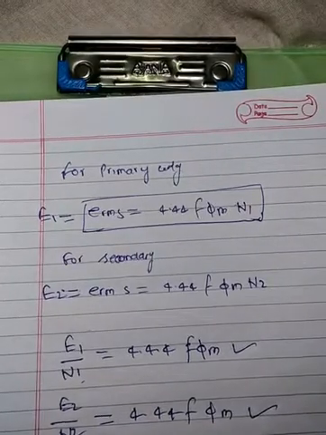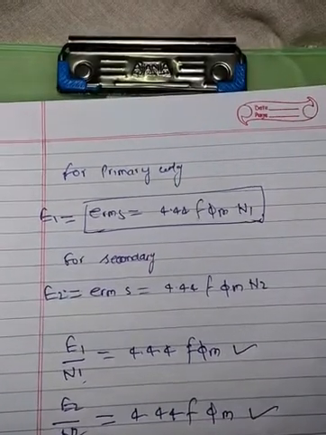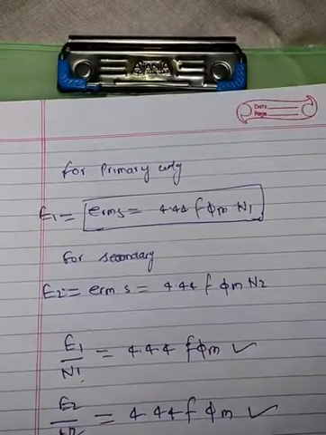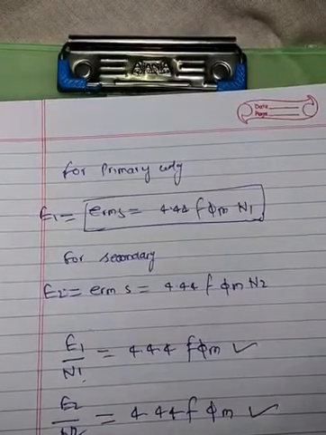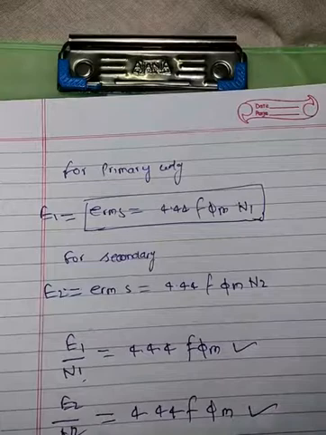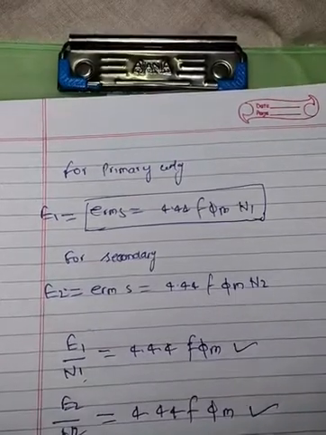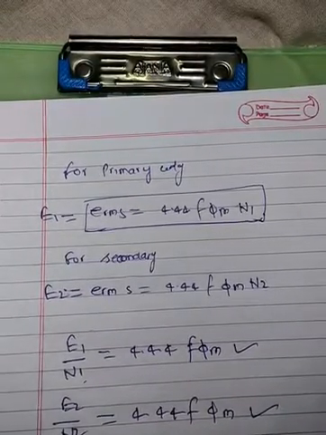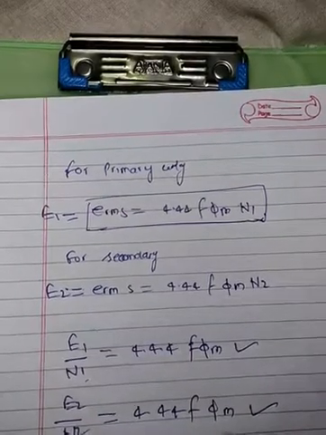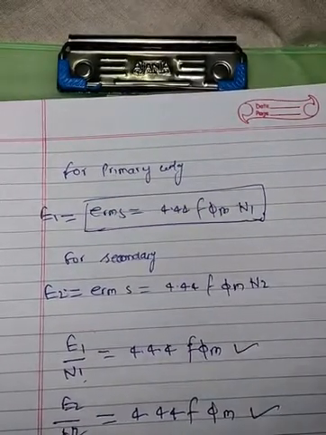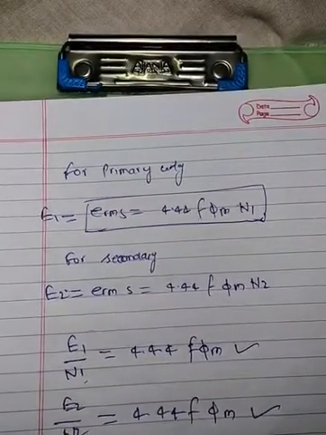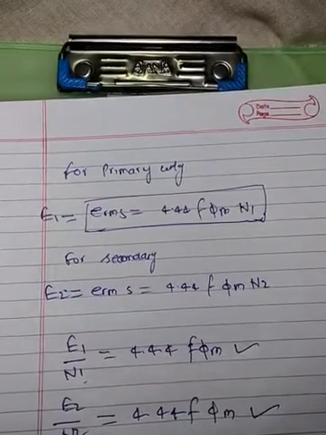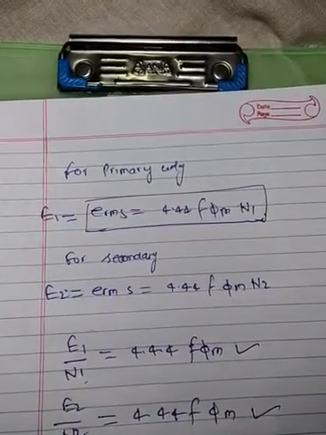If E1 is greater than E2, it is called a step down transformer. If E1 is less than E2, it is a step up transformer.